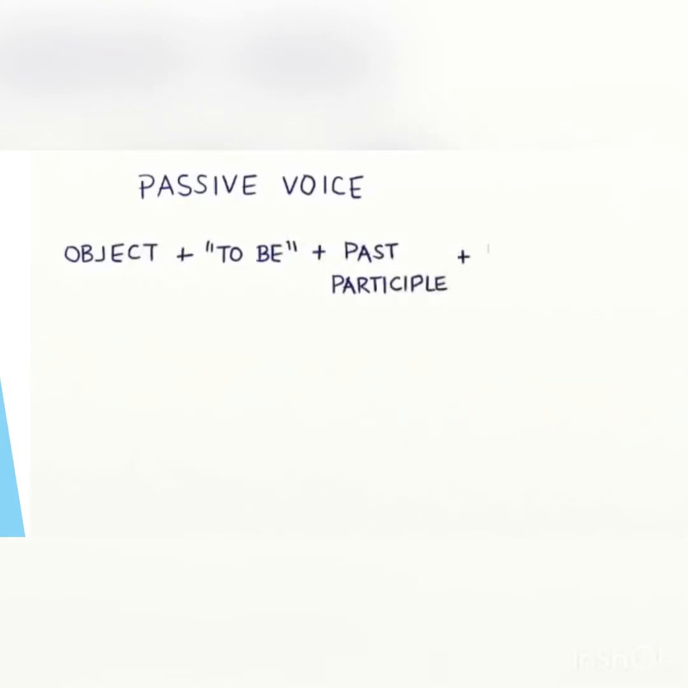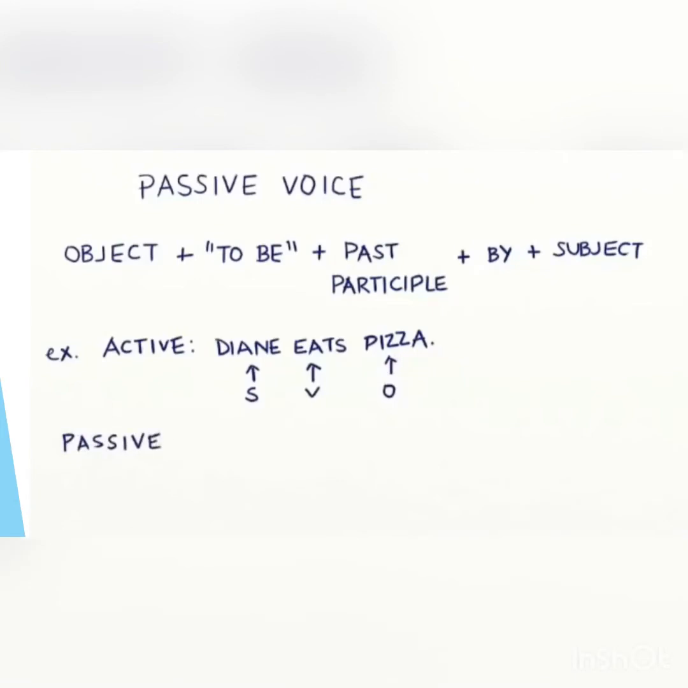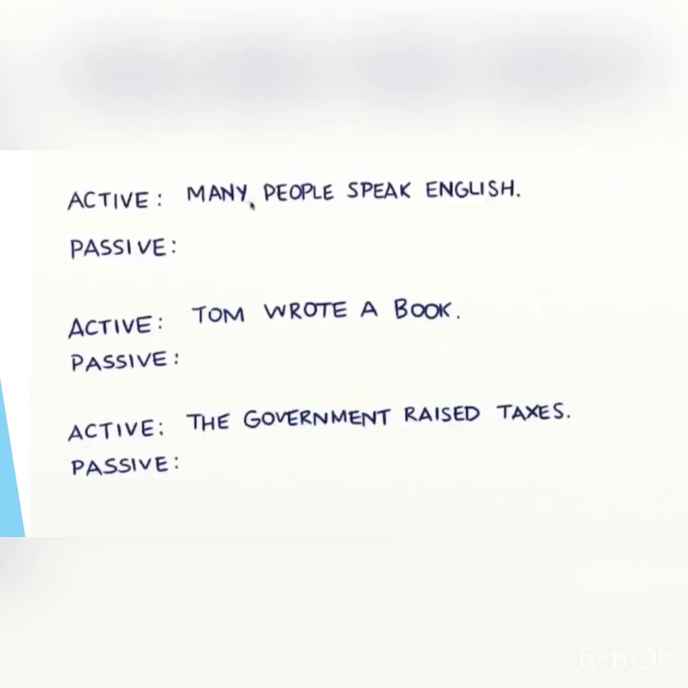Now let's talk about passive voice. The formula for passive voice is object plus a form of to be plus past participle plus by plus the subject. In this example active sentence, it reads, Diane eats pizza. To change this to passive voice, we must put the object first. Pizza, then the form of to be, is, then the past participle of eat, which is eaten, then by, and the subject, Diane.